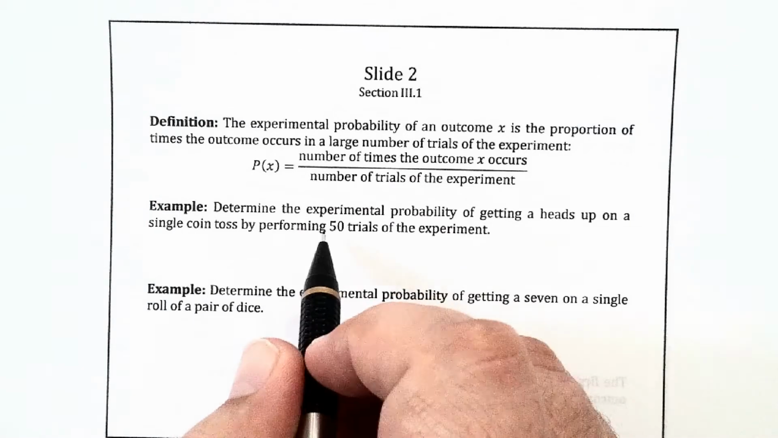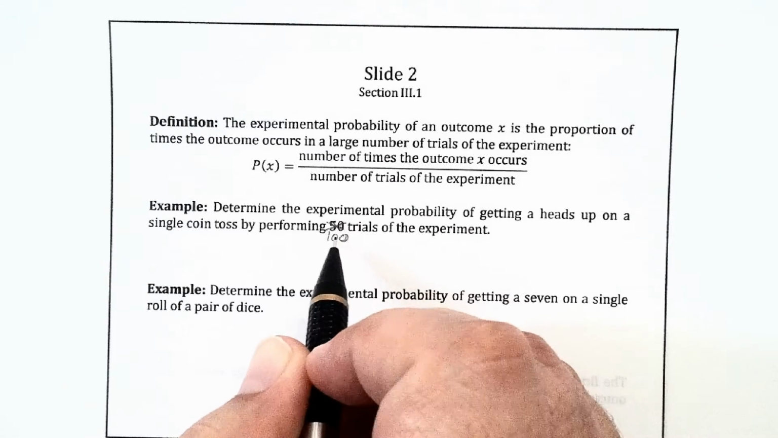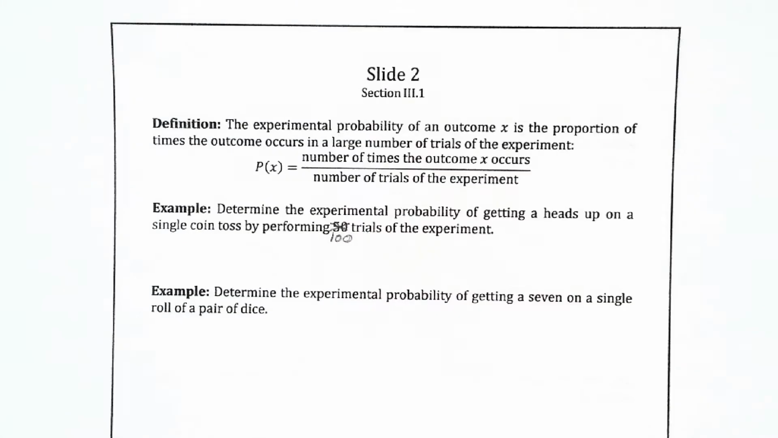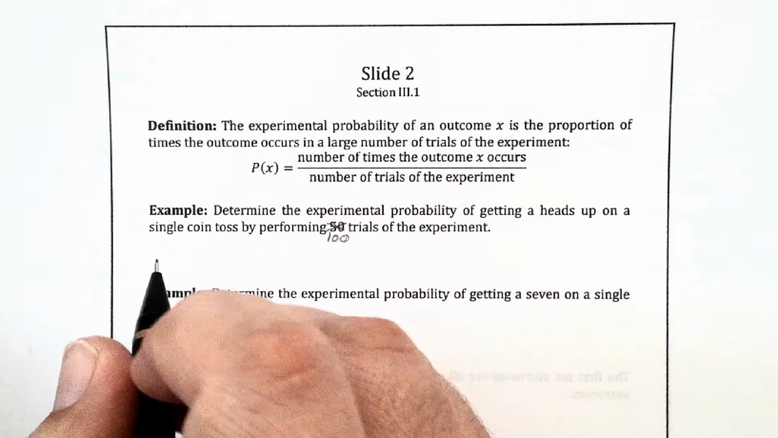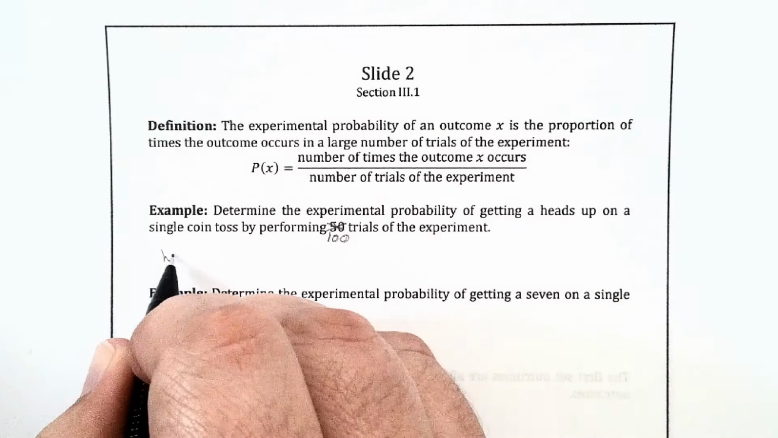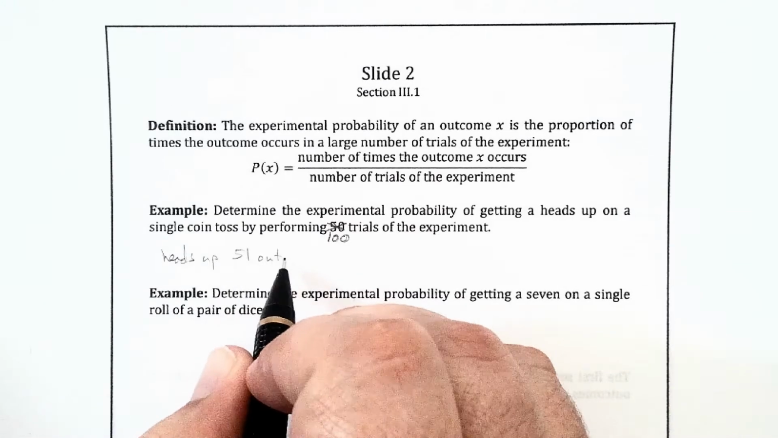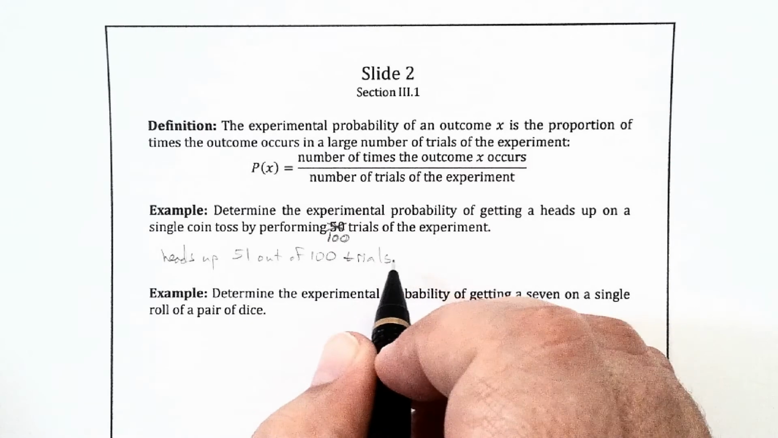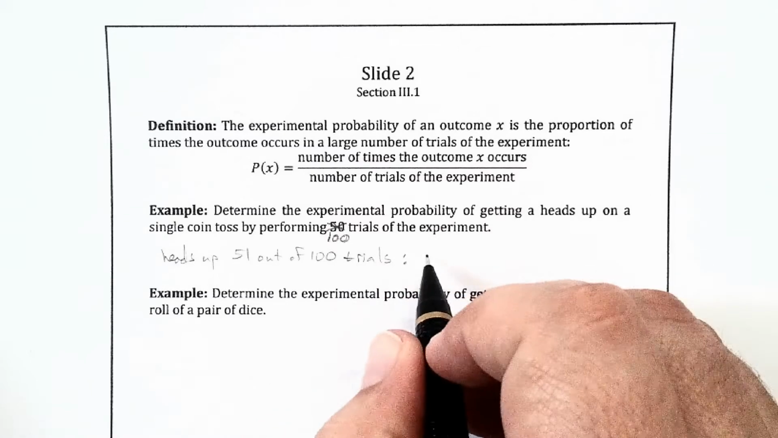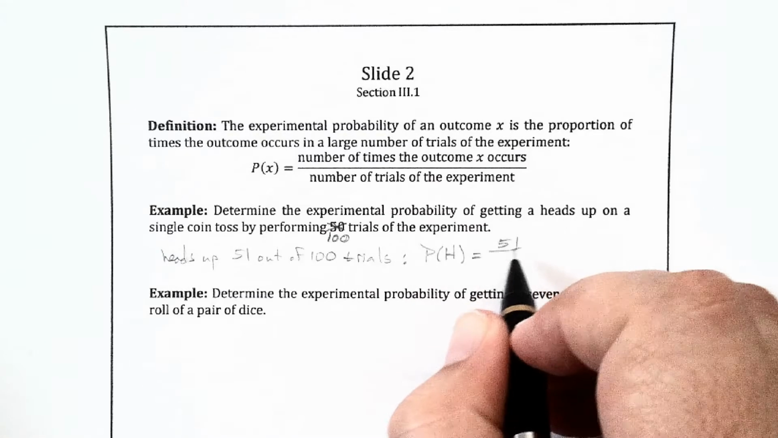And I'm sorry, I have this written incorrectly. They performed 100 trials of the experiment. Make sure to make that edit. Okay, so they tossed the coin 100 times. They got a heads up 51 out of the 100 trials. So the experimental probability of getting a heads up is 51 out of 100.